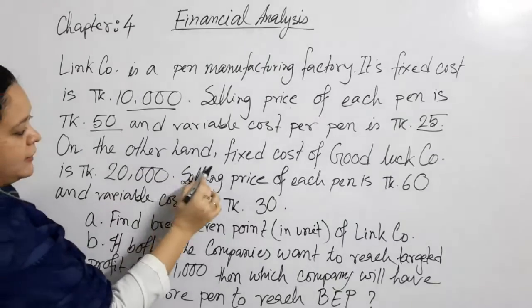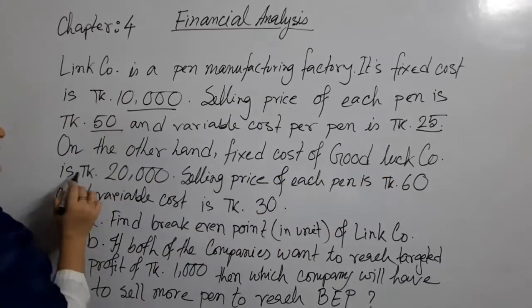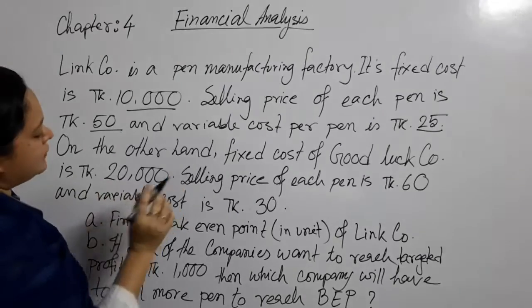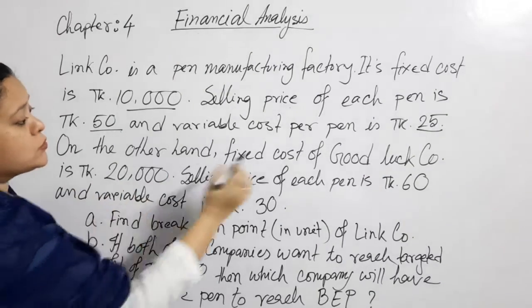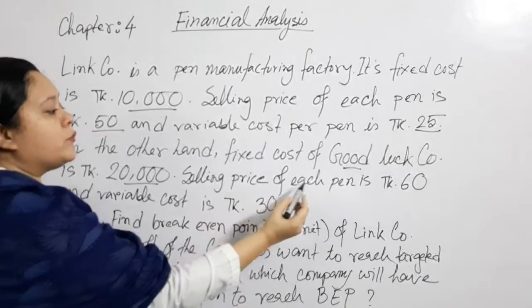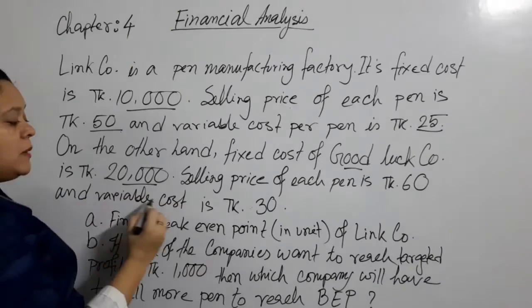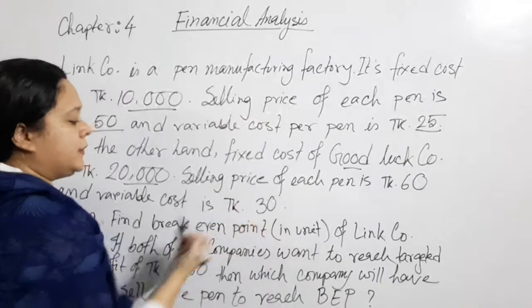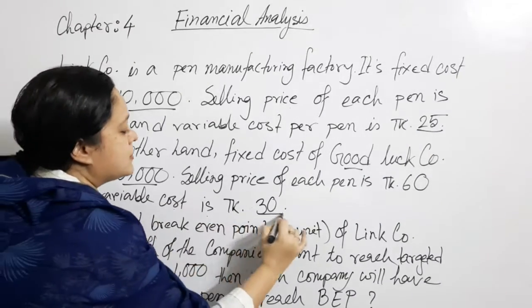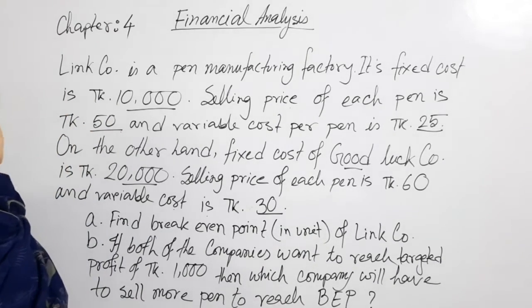On the other hand, fixed cost of Good Luck Company is taka 20,000. Selling price of each pen is taka 60 and variable cost is taka 30. This is the stem of the financial analysis break-even point.